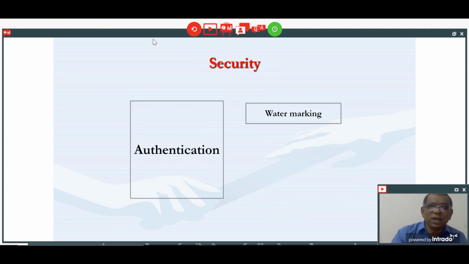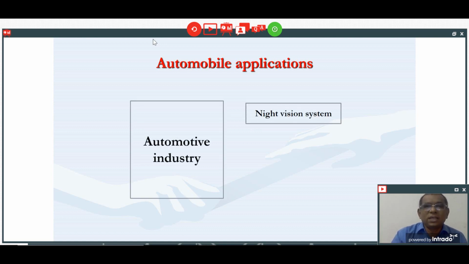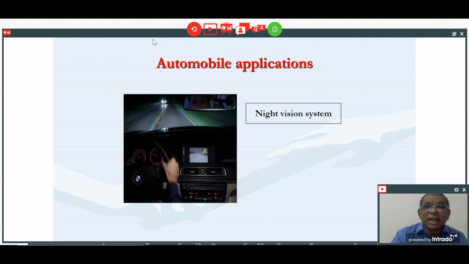Now with respect to security, basically for authentication, we are going for watermarking, hiding one image in another, or steganography, cryptography, whatever we call it. Then another important area where image processing plays a role is automobile application. In the automotive industry, night vision systems play a very, very important role.